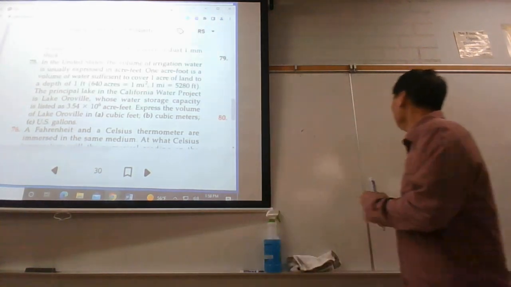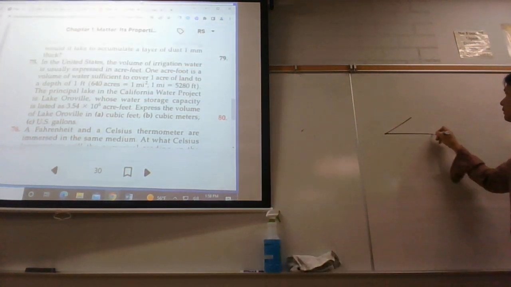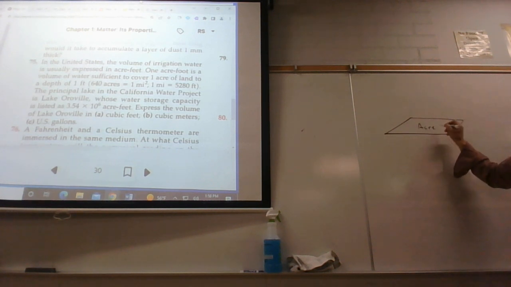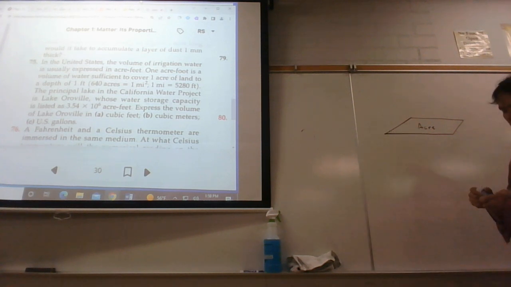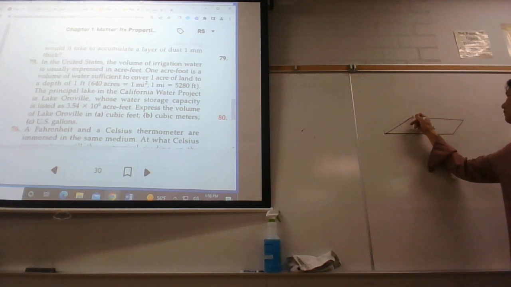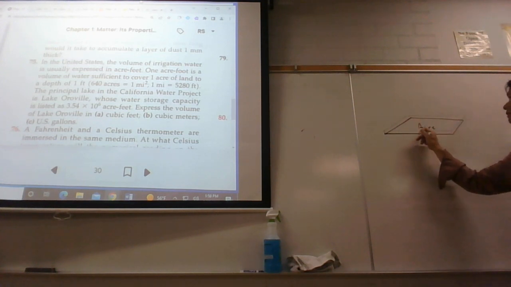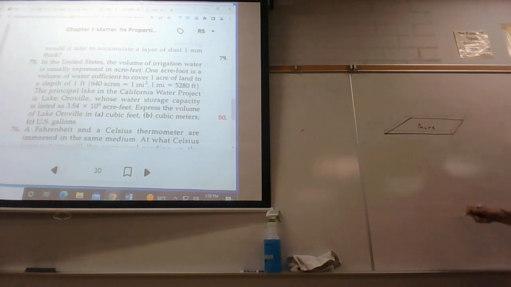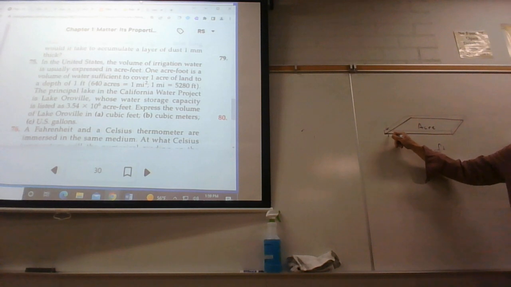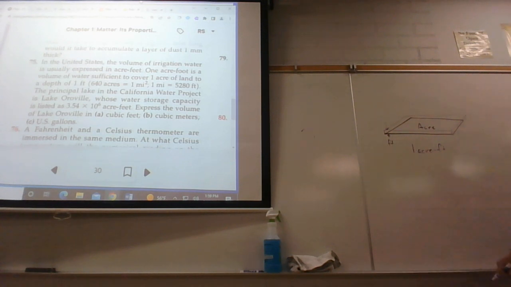So this is just area times depth. The area is 1 acre, and the depth is 1 foot. So if we cover 1 acre with 1 foot of water, then we have an acre foot. And so it's just a weird unit. It's a weird unit because they aren't the same unit.